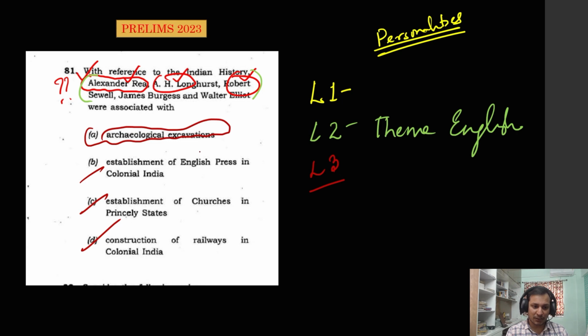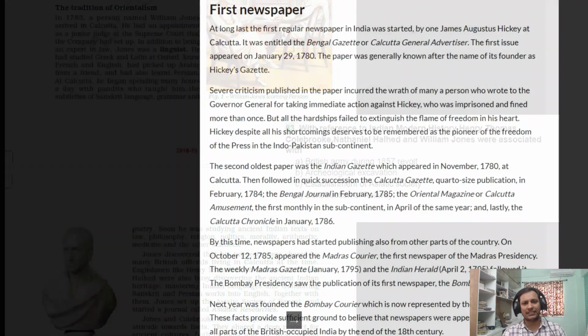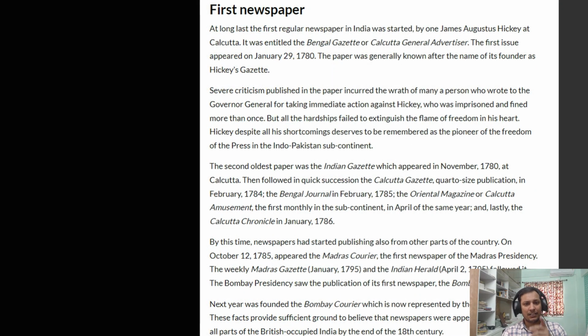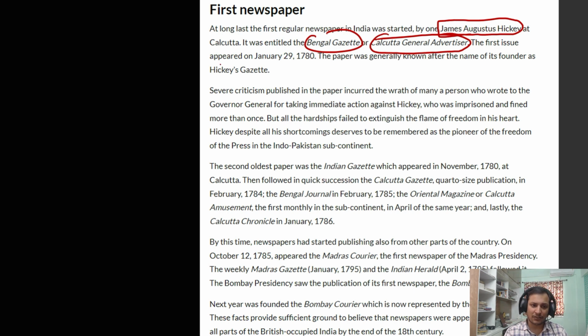Here you see establishment of the English press in colonial India. If you read about the establishment of the modern press in India, you will see that the first newspaper started was the Bengal Gazette or the Calcutta General Advertiser, started by James Augustus Hickey. Very important name, and therefore it was also called Hickey's Gazette. This English name is very, very important.